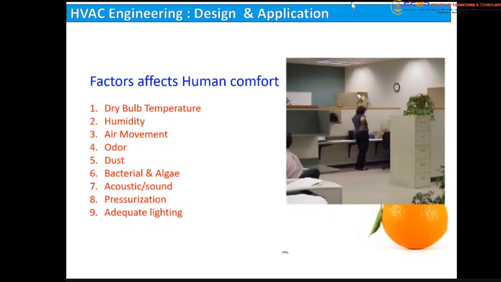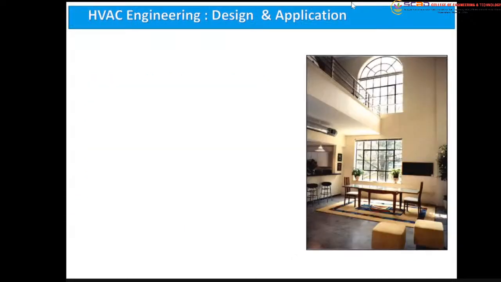These are the factors which affect human comfort. How are we going to solve this? That's what I expect. So that's what HVAC does. A designer or anybody who is going to give this comfort zone is called an HVAC engineer, a design engineer. So how are we going to achieve that? Dry bulb temperature, that is the weather on the temperature side, humidity, air movement, odor, dust, bacteria and algae, acoustics and sound, pressurization, adequate lighting. We are going to see these in the next slides.